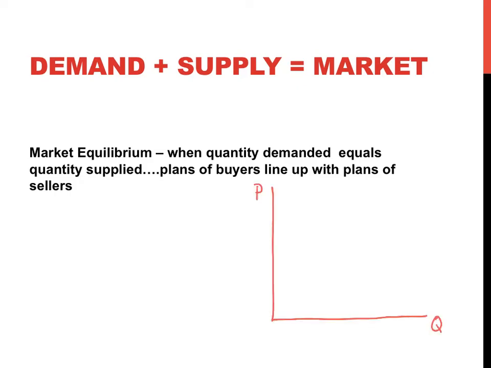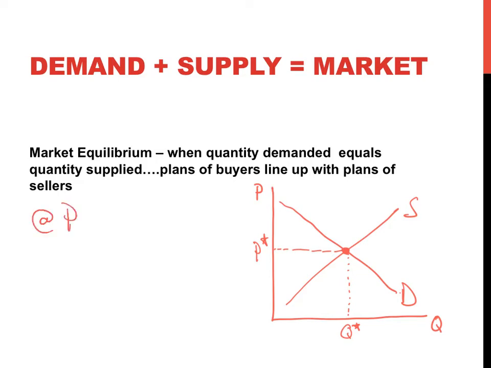So we can draw our downward sloping demand curve and our upward sloping supply curve, and you'll notice that there's a point where supply and demand intersect. And so at P star, or at our equilibrium price, quantity demanded and quantity supplied equal each other, and they equal the equilibrium market quantity.